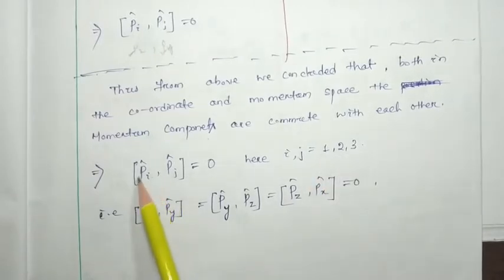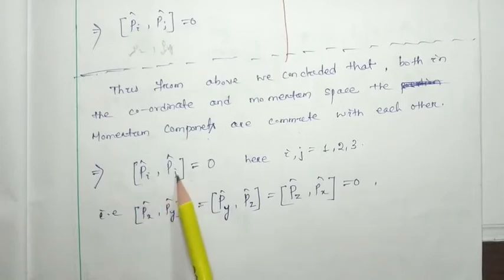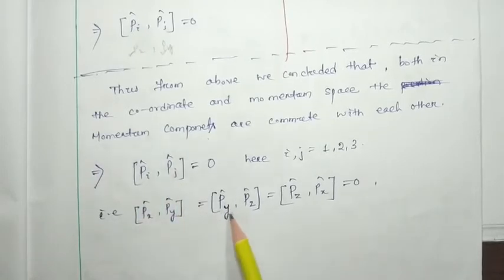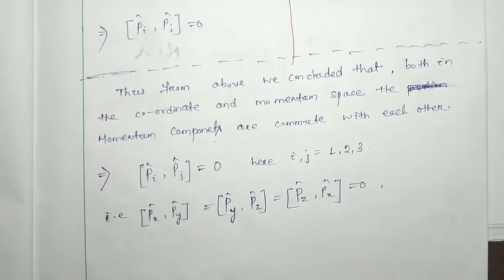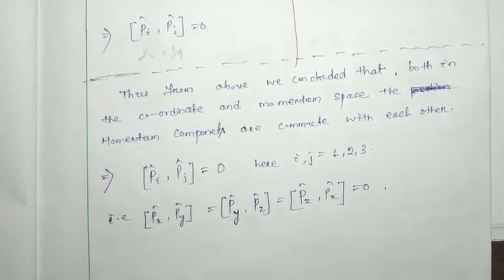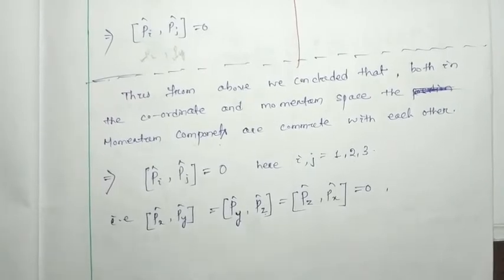So if we consider i equal to 1, j equal to 2, then that is [px, py], or [py, pz], or [pz, px] that we consider, then it will be equal to 0. That means any two components of momentum commute with each other.